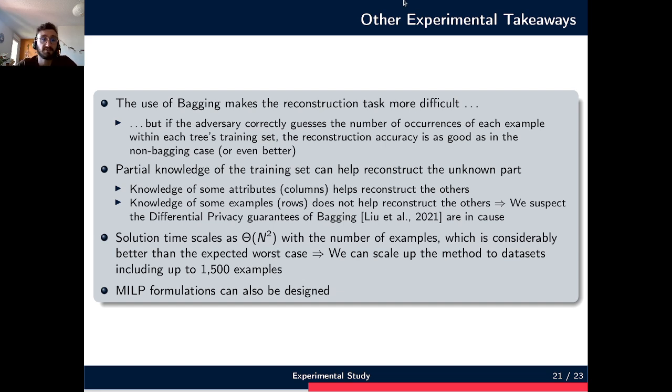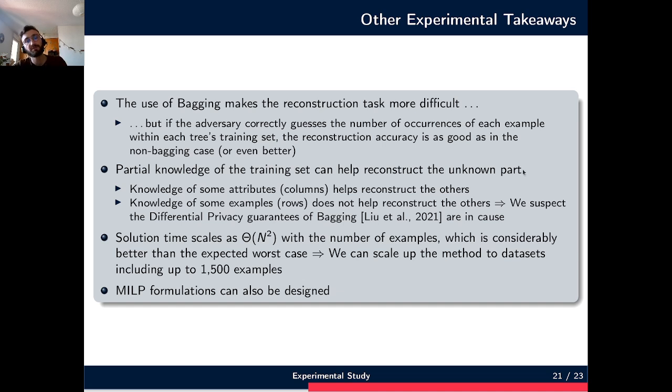And this matches results from the literature stating that bagging provides a form of differential privacy protection. Because it introduces randomness, it actually produces noise in the random forest, and this noise protects the training data.